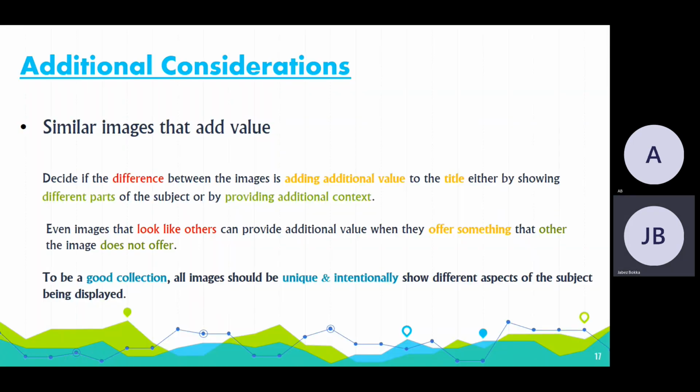Now, what are the additional pointers we need to consider? So we need to check whether there are any similar images or not. If there are any similar images, we need to make sure, or we need to double check whether each and every image, even though they both are similar, are adding any additional values or not.